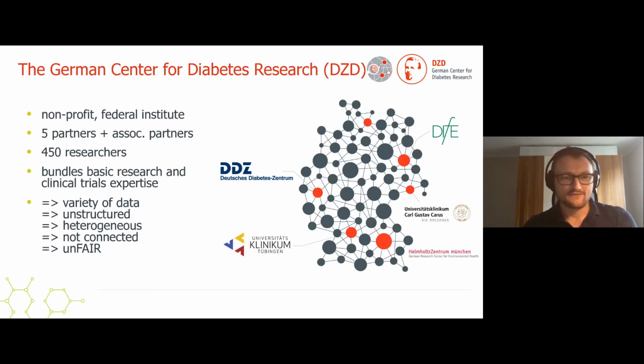We have a variety of data. Usually it's very unstructured, extremely heterogeneous, it's not connected, and from a data perspective, it's very unfair. So FAIR means findable, accessible, interoperable, and reusable.